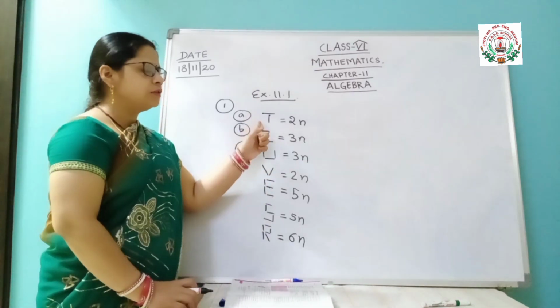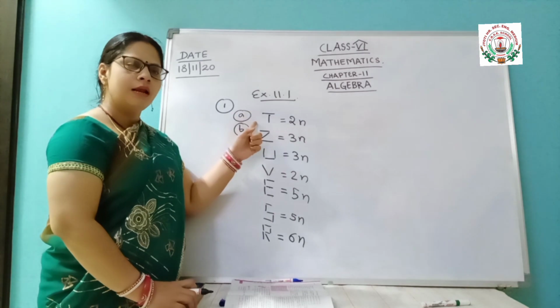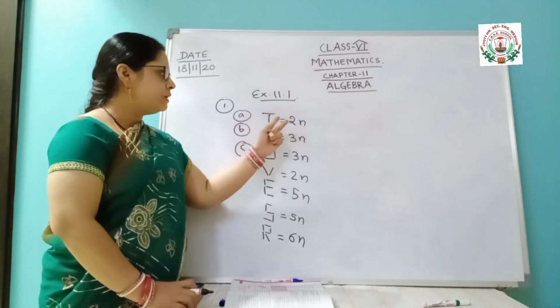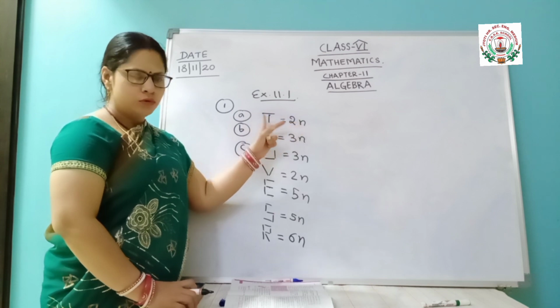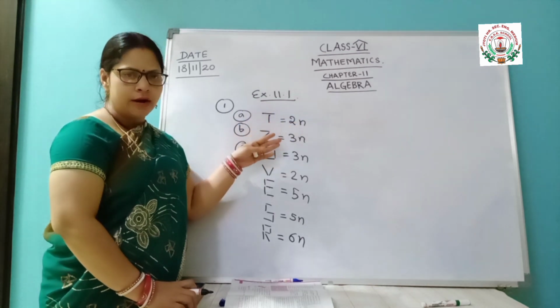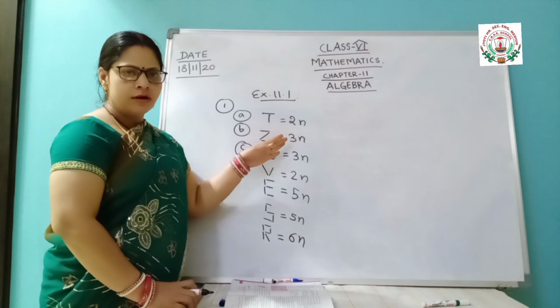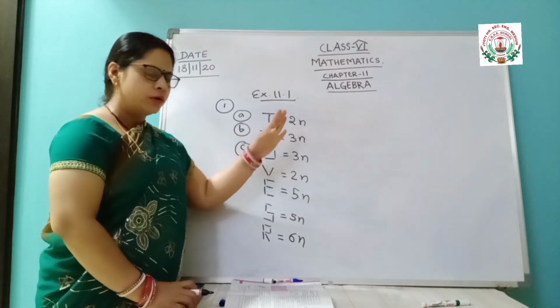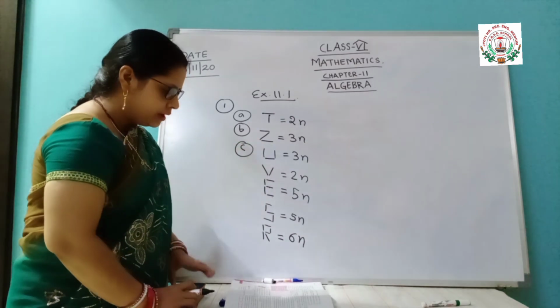We see how many matchsticks we have used for making one alphabet. If the same alphabet is repeated many times, 2 times T, 3 times T, 4 times T, the same pattern will follow. So this is the way we write it.